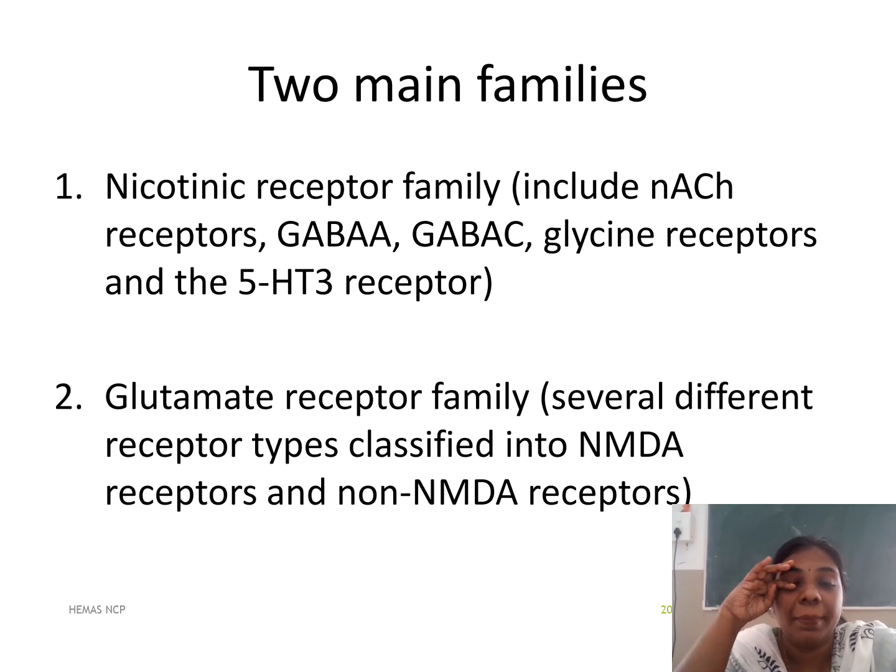So the two major families are the nicotinic family and the glutamate receptor family. The nicotinic family includes the acetylcholine receptor, GABA A and GABA C, glycine receptor, and 5-HT3 receptors, etc. The glutamate receptor family has several different receptor types, classified into NMDA receptors and non-NMDA receptors. NMDA means it is the receptor for the excitatory neurotransmitter.